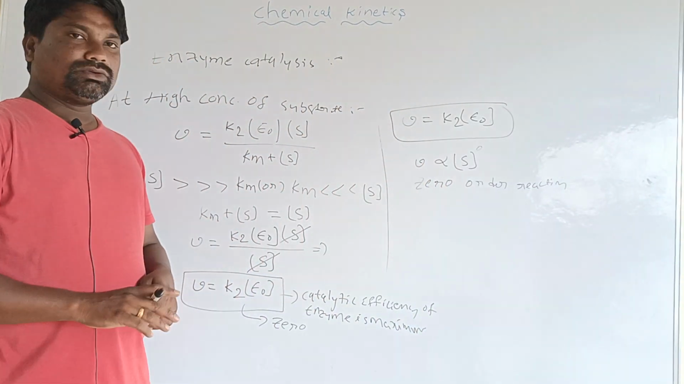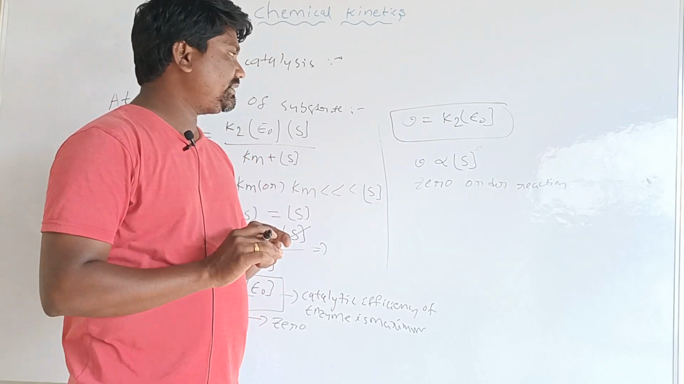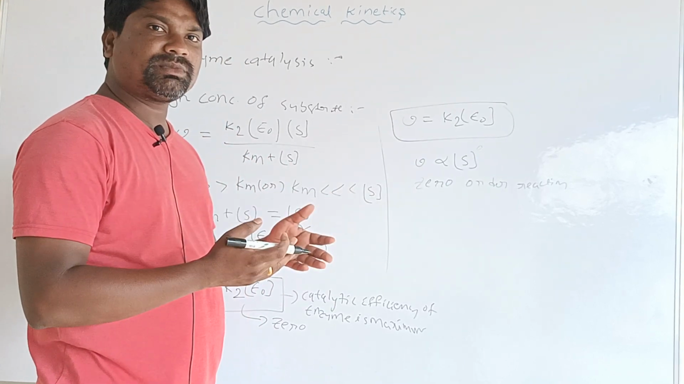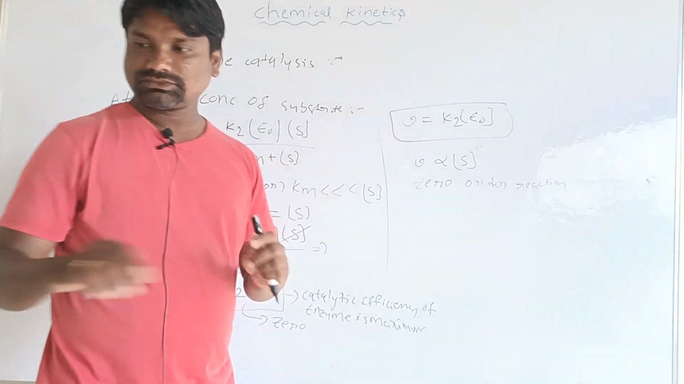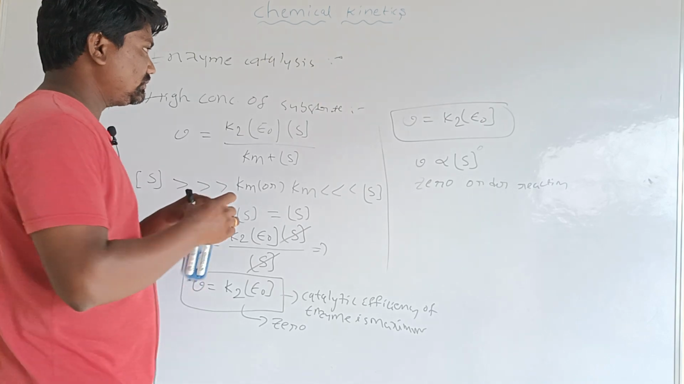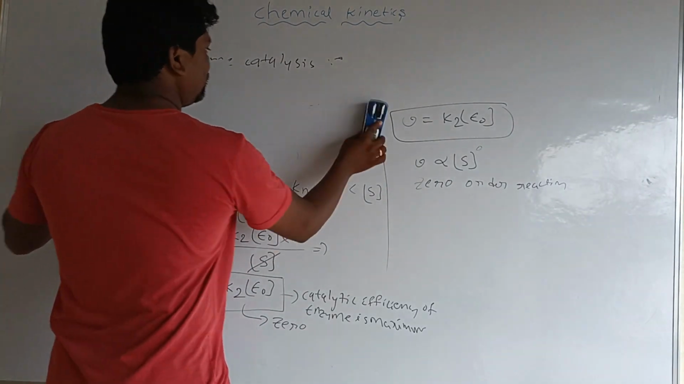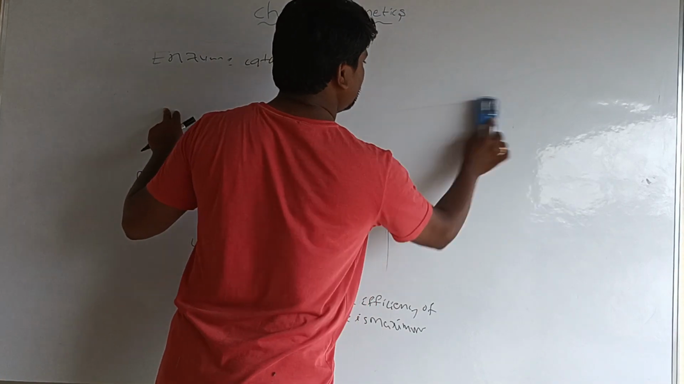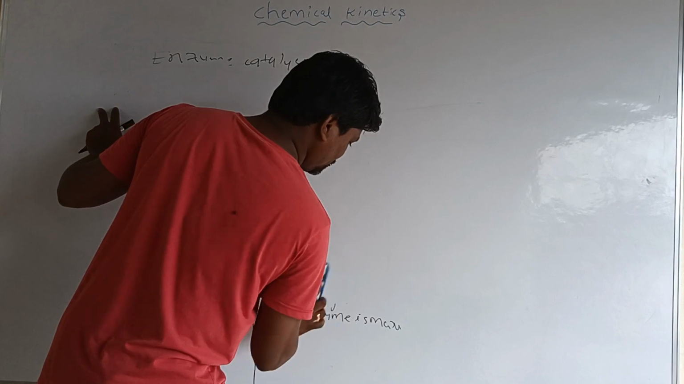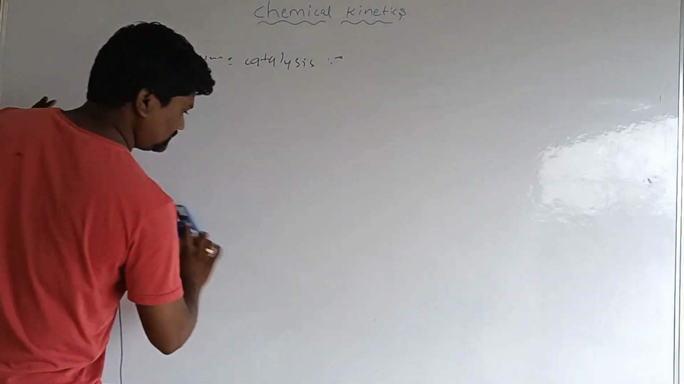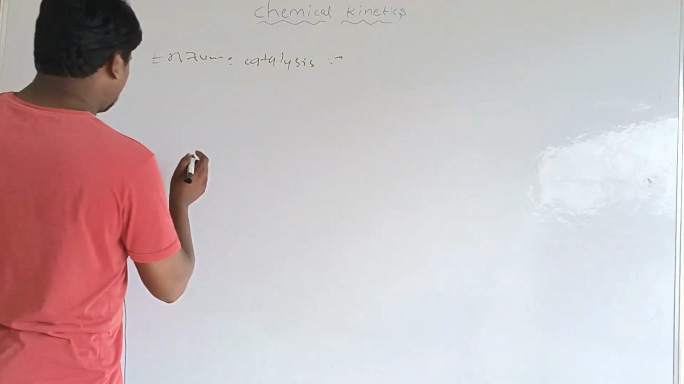Okay, two things are very important. At high concentration of the substrate, mu is equal to mu maximum, and it is a zero order reaction. Okay, and next one is at low concentration of the enzyme substrate.